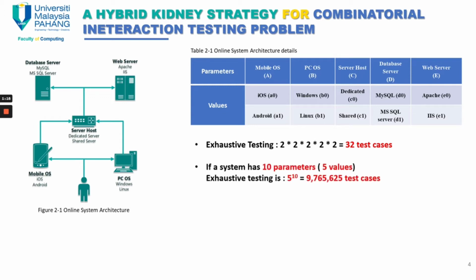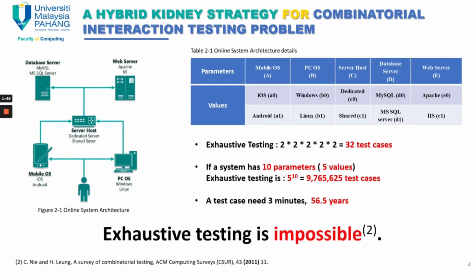But imagine that in our life today, all systems are very complex and have more than only 2 options. Maybe we have 10 inputs and each input has 5 values. How many test cases would be required? It needs 9 million test cases to be executed. If each test case requires only 3 minutes to run, then it needs 50 years to finish the testing. For that reason, exhaustive testing is impossible. It means testing every part of the system is impossible.